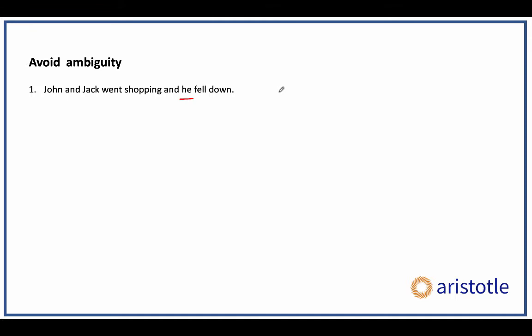A much better sentence is John and Jack went shopping and John fell down, or Jack fell down. So it's always a good idea to avoid ambiguity in a sentence. However, do keep in mind there is nothing wrong grammatically with that sentence. It's absolutely correct. It's just ambiguous, which is avoidable but not incorrect. Look at the second sentence. The teacher asked the student to remove the battery from the phone and ship it. Again, it is ambiguous. Ship what? The phone or the battery?